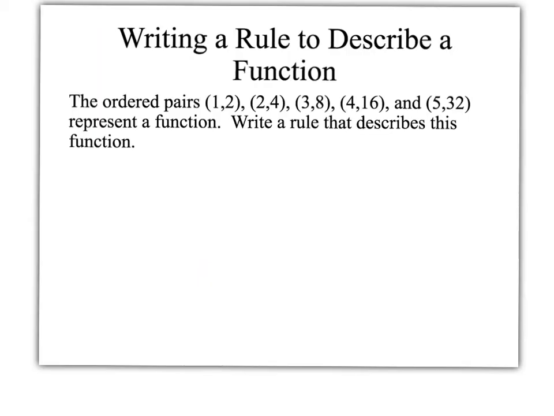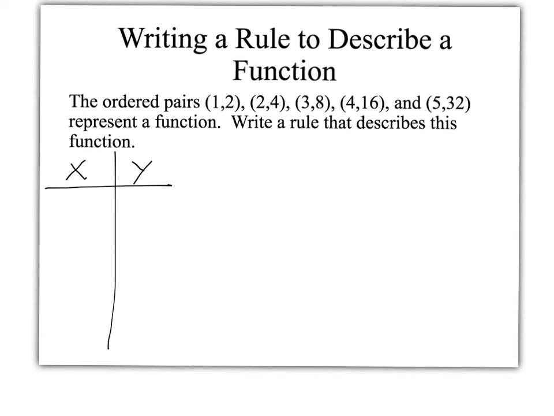Alright, now these are definitely ones you want to write down. So, writing a rule to describe a function. It's definitely easier when we have a picture, like we did with the blocks, but here we just have ordered pairs. So they represent a function, it tells you that, and then it says write a rule that describes this function. So my advice would always be put them in a table.